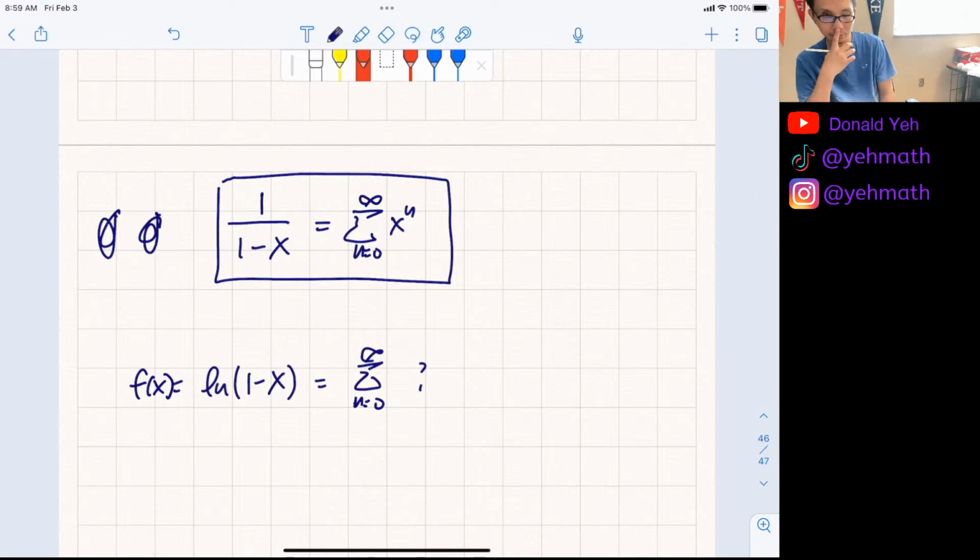I'm master of e to the x. Well, that card just got revoked. This is natural log, not e.